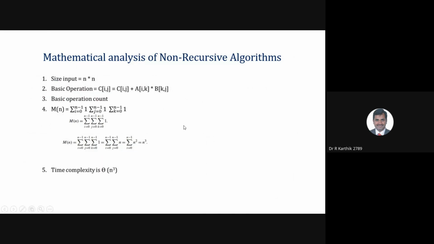Just observe this. In the first step, we have to identify the input size, n cross n matrix. Then the basic operation, which is matrix multiplication followed by addition. Based on the basic operation, we have to form a summation relationship for each looping statement. For example, the loop i goes from 0 to n minus 1, that is the range we have fixed in the algorithm. At one time it executes only once. So i goes from 0 to n minus 1. Similarly for j and k also.